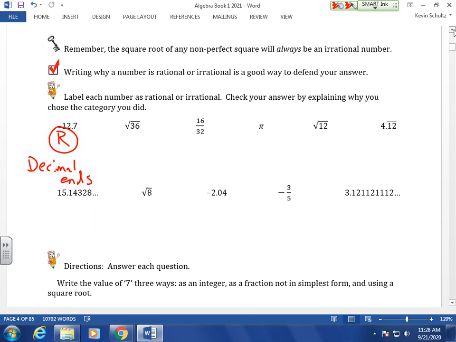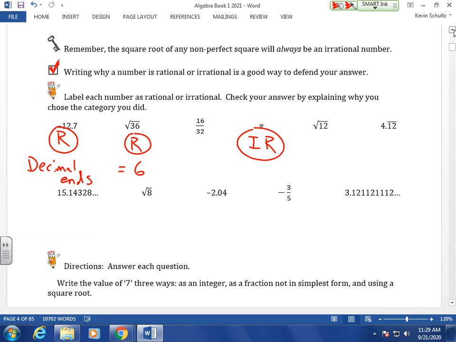The root of 36, we already defined that as being rational. Why is it rational? Right, its value equals 6, and the decimal ends. So just something there that tells me that you thought about it, you have a reasoning behind it. It wasn't 2 minutes before class started, so you just wrote letters down. Something there.